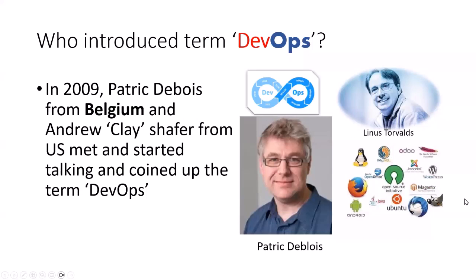Let's begin. What is DevOps? Who introduced DevOps? DevOps was introduced around 2009, and it was started by Patrick Debois. He's from Belgium, and there was a discussion and a conference. In that, they started coining this particular word, development and operations together. We want to work together.